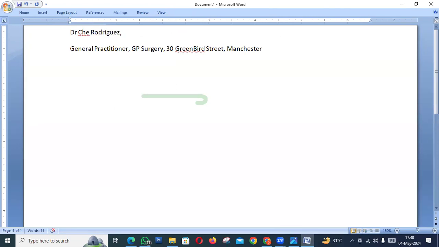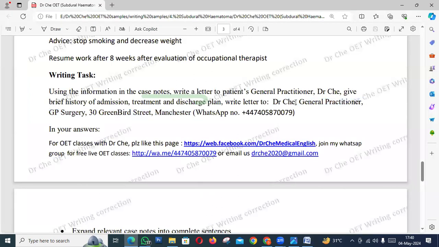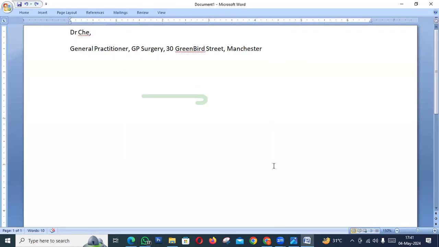If, for example, the name is long, you have to write the complete name, okay? But here there is only one name, so you can write only one name. You can see these commas. After the name, there is a comma, general practitioner, then comma, GP surgery, comma, then address, then comma, then name of the city. Wherever there is a comma in the address, you have to write on the next line, okay?